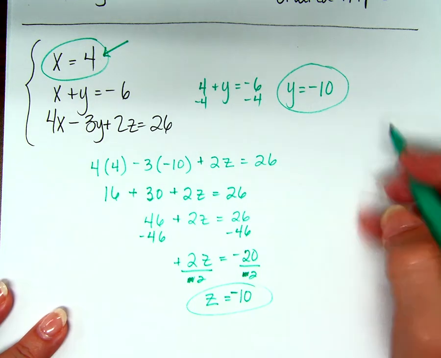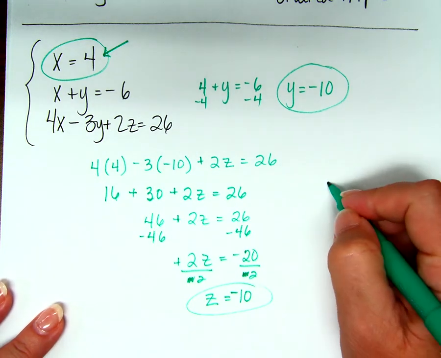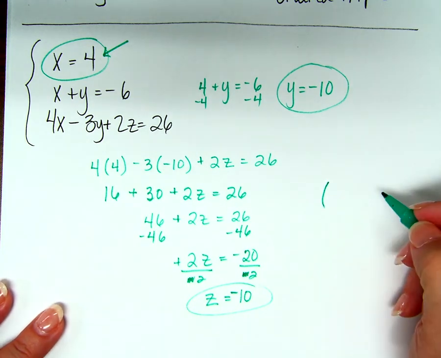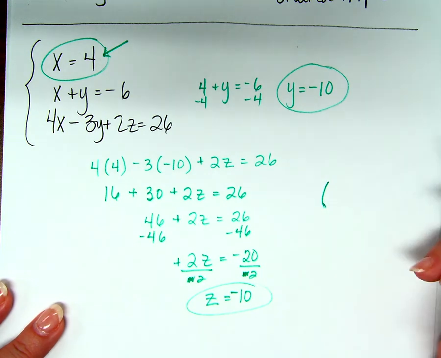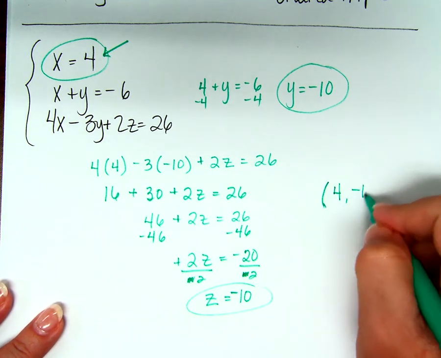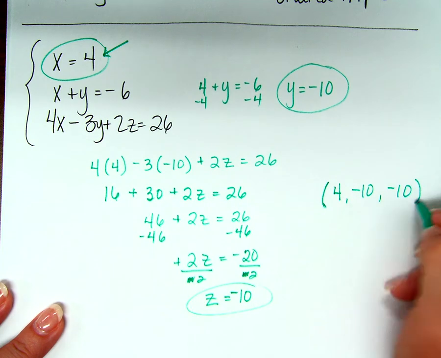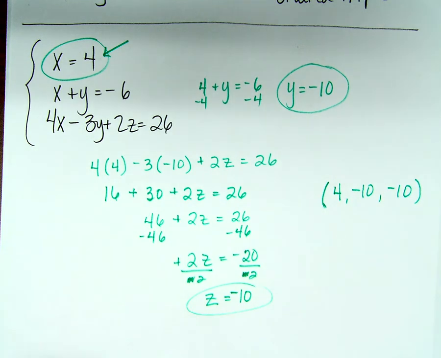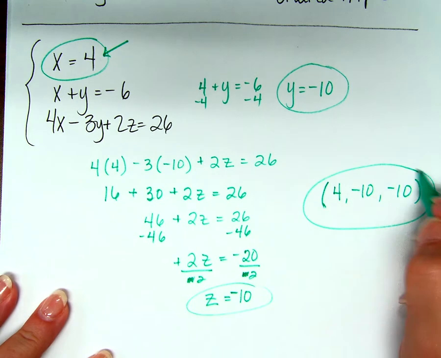You have to put it as an ordered triple, right? How do you know what order everything goes in the ordered triple? Oh, so alphabetical? Okay. 4, negative 10, negative 10. Good? Questions? This is the solution, right?